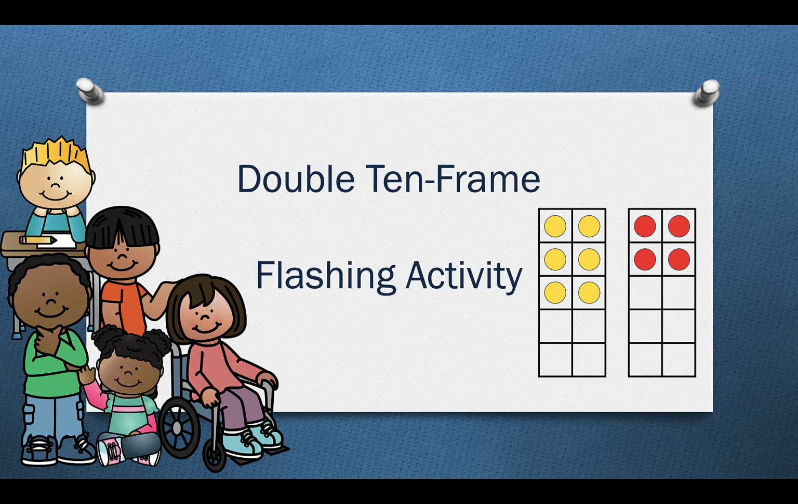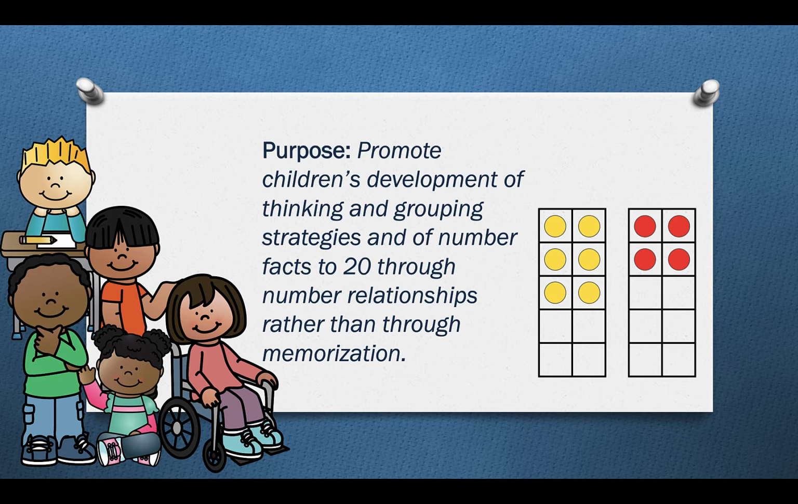In this video, we describe an instructional activity that uses the double 10 frame in a different way and for a different purpose. The activity we describe is designed to promote children's development of thinking and grouping strategies and of number facts to 20 through number relationships rather than through memorization. In this way, children develop a mathematical world of numbers that they can use flexibly as the need arises.